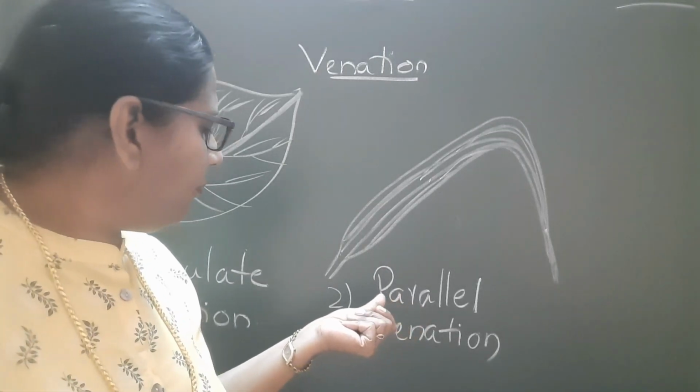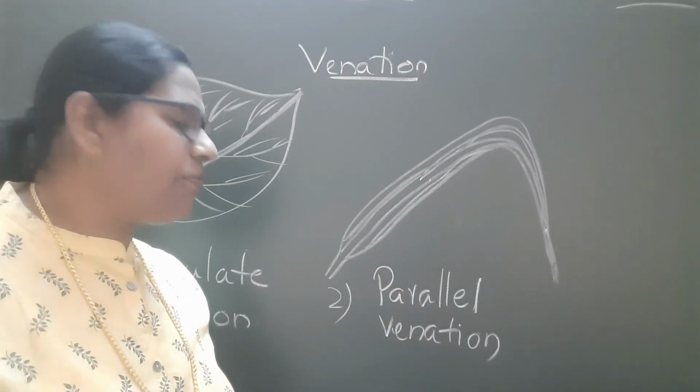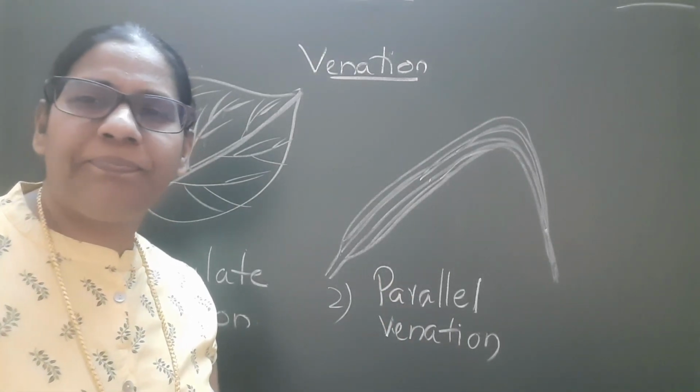and wheat leaves. Okay, these are the examples of parallel venation.